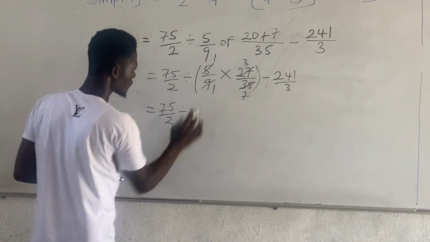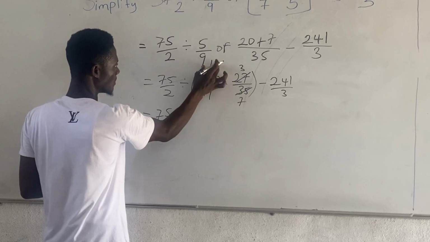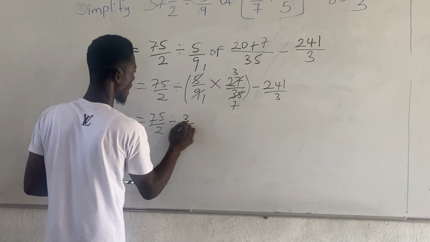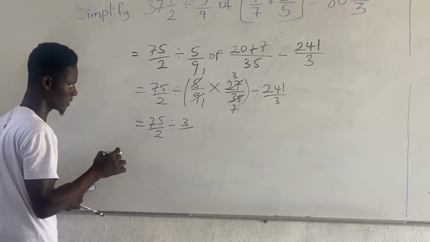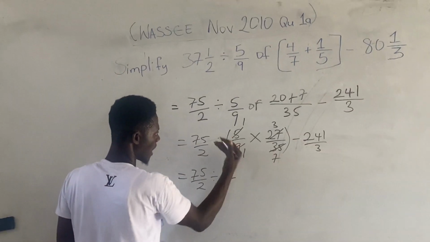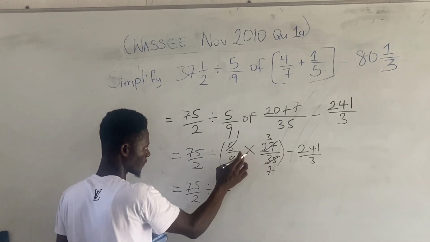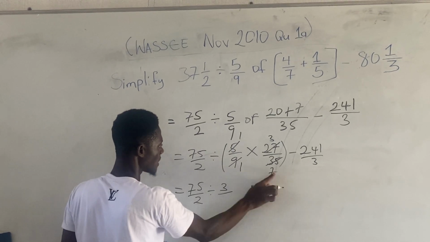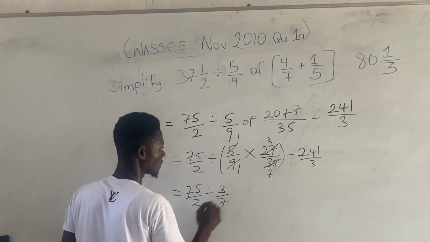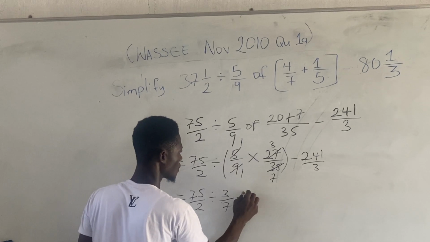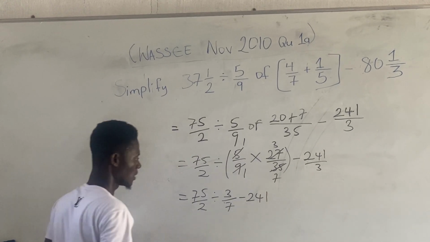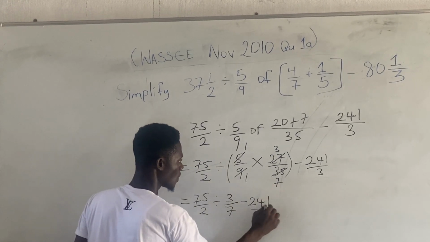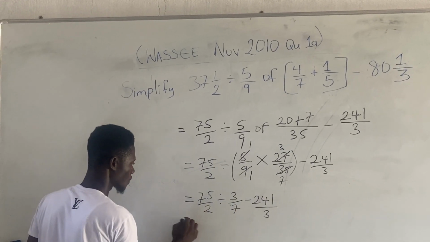So you can see now that we've reduced the fractions in the parentheses, and we can then multiply numerator by numerator, denominator by denominator. So we say 1 times 3, that will give us 3. We can now leave out the parentheses, because we now have combined the two fractions here. So 1 times 3 is 3, 1 times 7 is 7, and then minus 241. Now, according to BODMAS, we have to solve the division first before the subtraction or the addition. So we have to solve this out first.